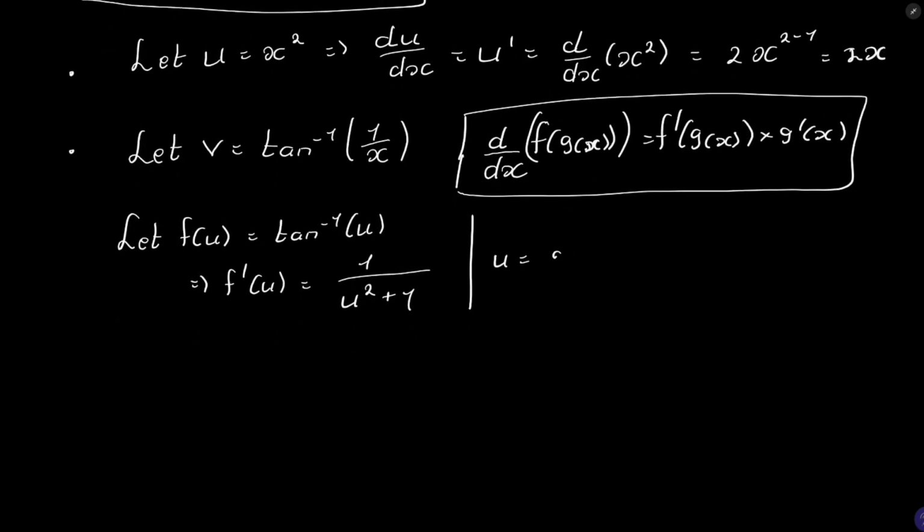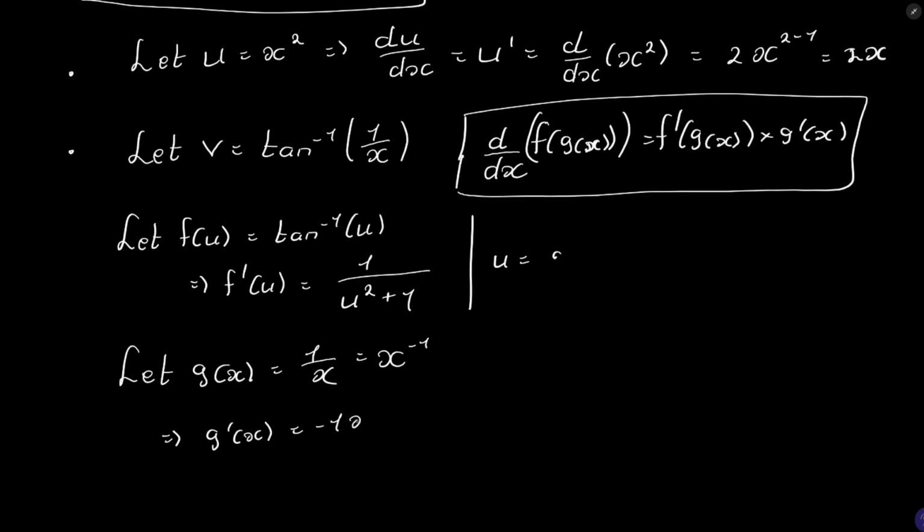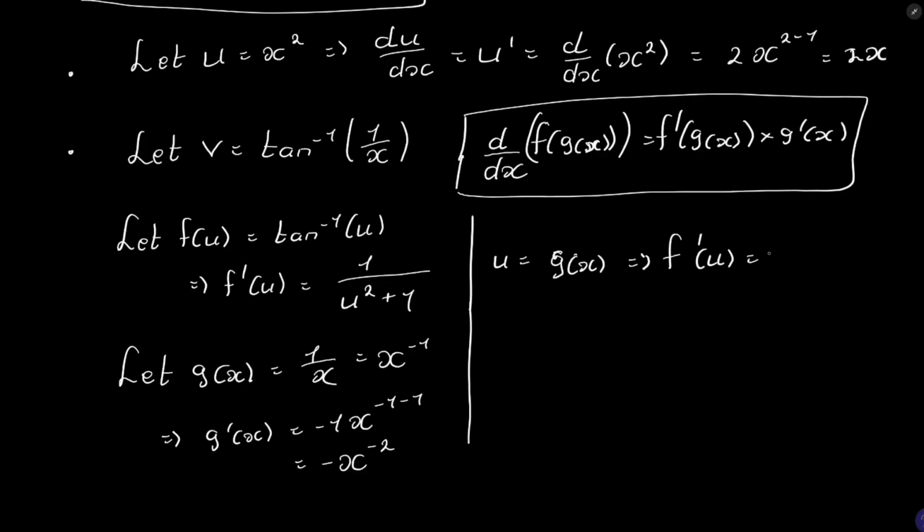Let's first of all identify our g of x. Let g of x be the function 1 on x, which is the same thing as x to the negative 1. This implies that g prime of x gives us negative 1 times x to the negative 1 minus 1, which gives us negative x to the minus 2. So u equal to g of x implies that f prime of u is equal to f prime of g of x.